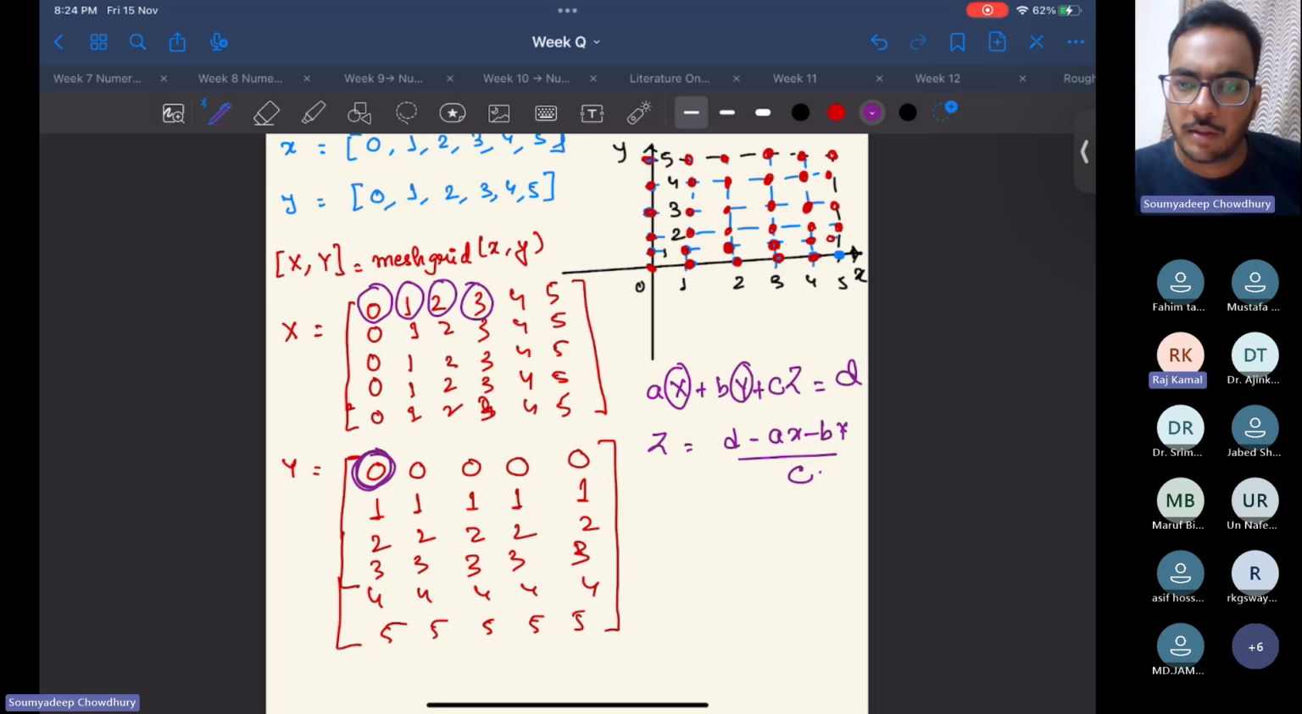So is it that only if the values are the same? No, no, the entries can be anything. Based on small x and small y, the matrix will be created. The entries can be anything.